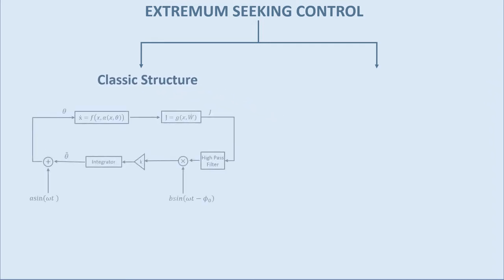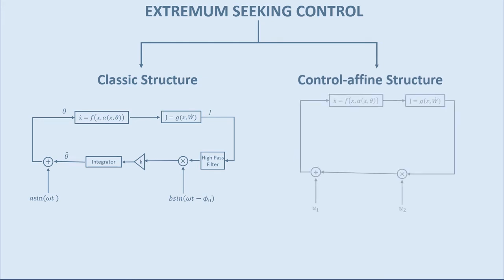For that, we have used two structures of extremum seeking control, both of which work perfectly as a proof of concept. The first structure is what is referred to as the classic structure. And the second structure is referred to as a control-affine structure.